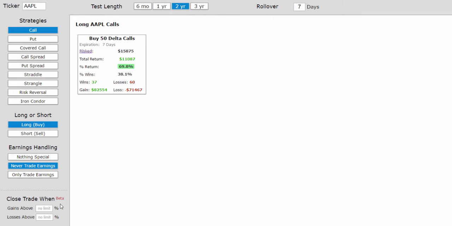The next thing I test is my stop losses. When I'm looking at long options, of course, the maximum you can lose when you own an option is 100%. So I look at two stops. I look at 50% and 70%. So I'll put in 50%.